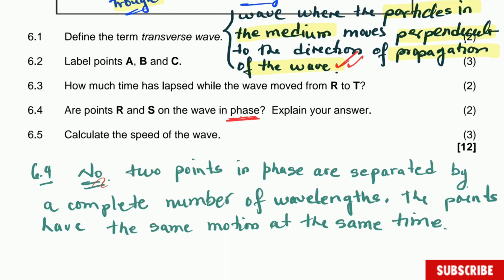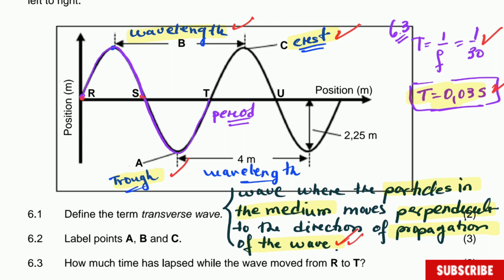And what you have to say here, first, no, you get 1 mark for saying no. Two points in phase are separated by a complete number of wavelengths. There is another mark for that. You can also say that the points have the same motion at the same time. Now, question 6.5, calculate the speed of the wave, and that will be the end of the question.